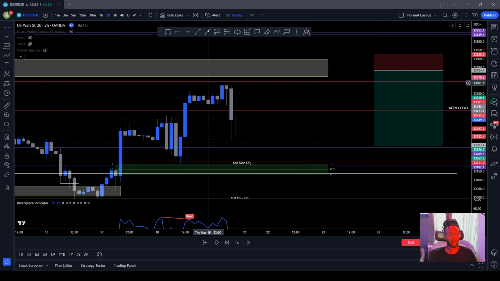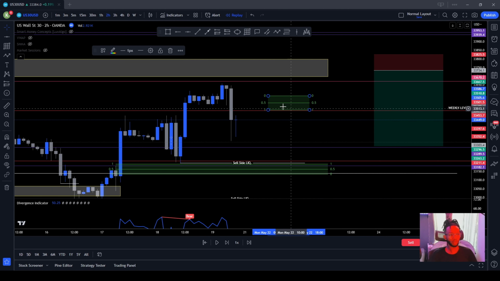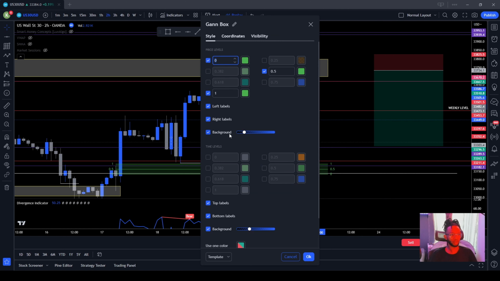Okay, how I like to mark off my fair value gaps is by using what's called the gone box. So you'll go over into this section right here, the third one down, and you have your gone box, and I have it set to show the 0, 0.5, and the 1. Alright, I'll show you how my settings are. These are my settings. So go ahead and pause the video, and then you can copy the settings here. Then hit template, and then save as, and then just name it. You can save it as fair value gap, whatever you want.